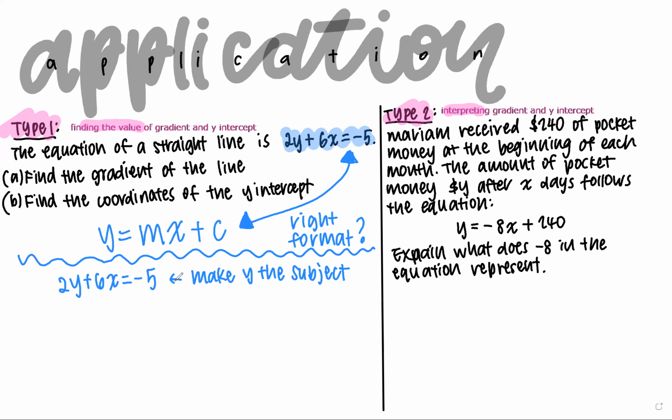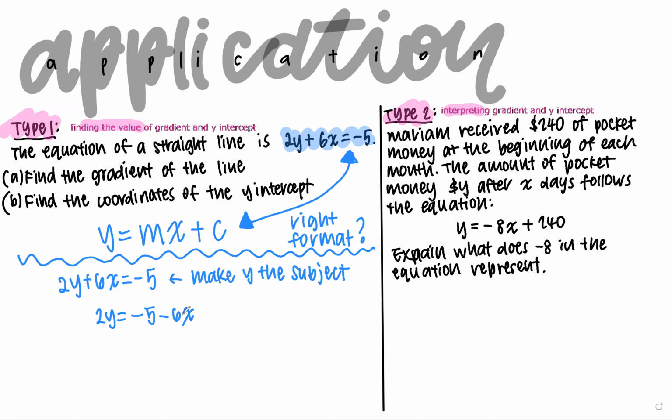So what do we do now? Bring the positive 6x over to the other side. Very good. So what do I have now? 2y equals negative 5 minus 6x. So let's put minus 5 first. Minus 5, negative 6x. Now, what is the right format? If you look at it, y equals mx plus c. Are we there yet?